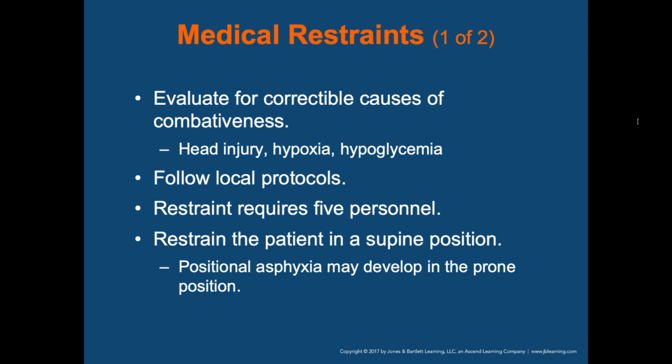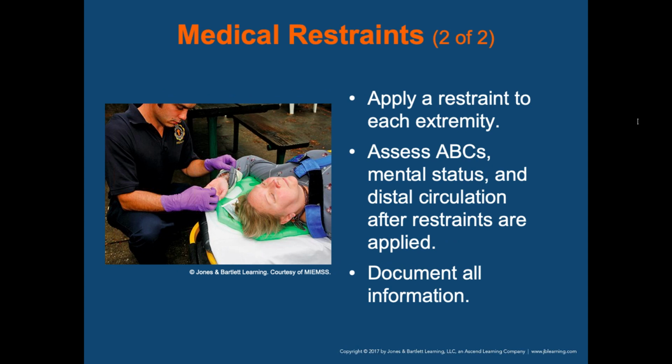Evaluate for correctable causes of combativeness as well for medical restraints: head injury, hypoxia, hypoglycemia. Follow your local protocols with restraints. Restraints require 5 personnel. Restrain the patient in a supine position, as positional asphyxia may develop in the prone position. So you want to make sure you leave them supine, not prone face down, as you can see here.